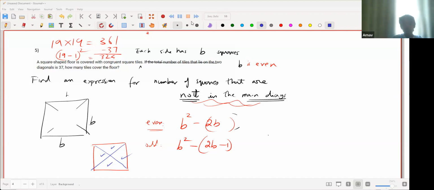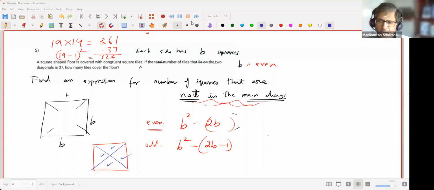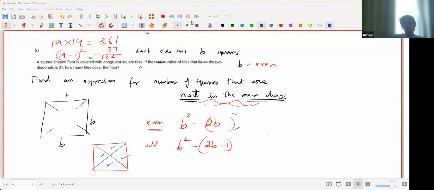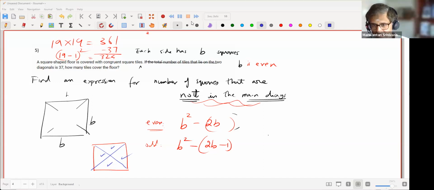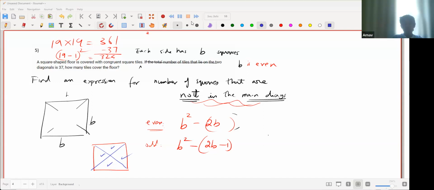Sir, I think I can prove it. Okay, try Arnav. Akrit, you can put down your hand. Don't worry. I'll give everyone a chance. Arnav, yes. Go ahead. So the formula for even is B square minus 2B, right? Yeah. So if you take B out common, you get B into B minus 2. Correct.